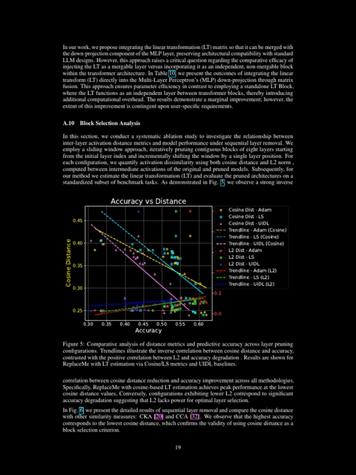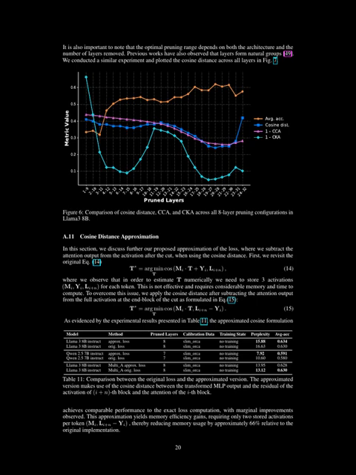In Fig. 6, we present the detailed results of sequential layer removal and compare the cosine distance with other similarity measures, CKA [20] and CCA [32]. We observe that the highest accuracy corresponds to the lowest cosine distance, which confirms the validity of using cosine distance as a block selection criterion [19]. It is also important to note that the optimal pruning range depends on both the architecture and the number of layers removed. Previous works have also observed that layers form natural groups [49]. We conducted a similar experiment and plotted the cosine distance across all layers in Fig. 7.